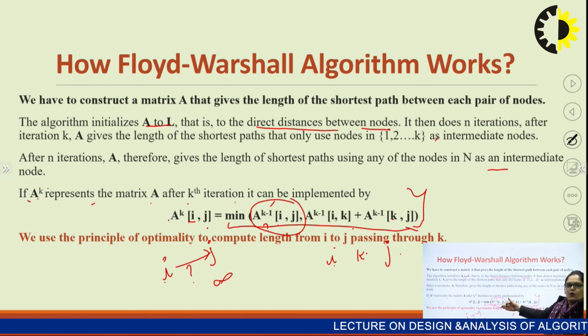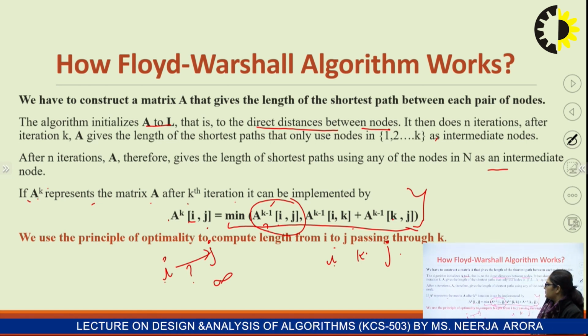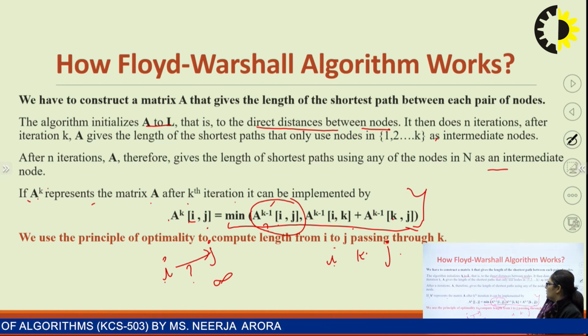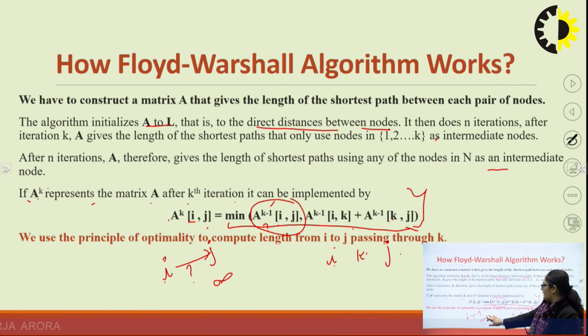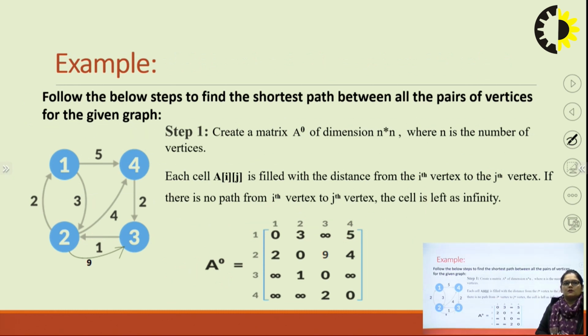We will discuss it more with the help of an example. Basically, the Floyd-Warshall algorithm uses the principle of optimality to compute the length from I to J passing through the intermediate vertex K. So now consider an example. Suppose you are given a graph having vertices 1, 2, 3 and 4.